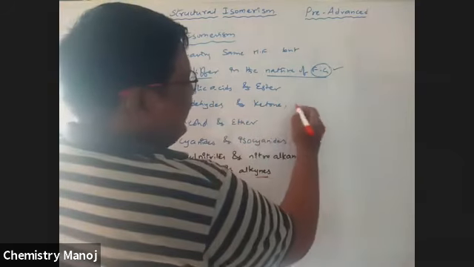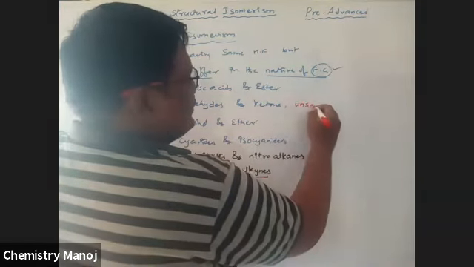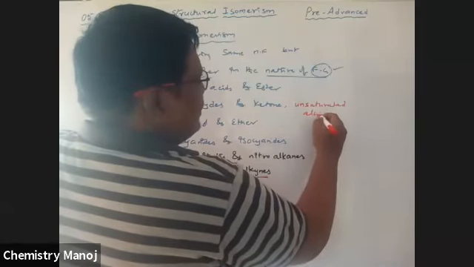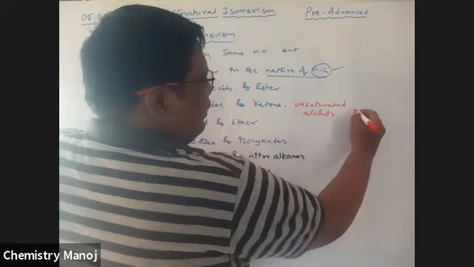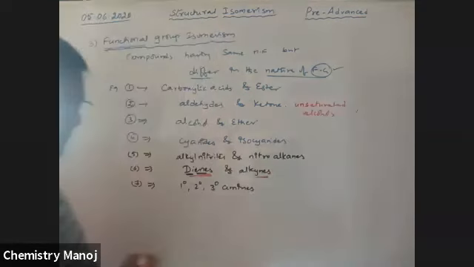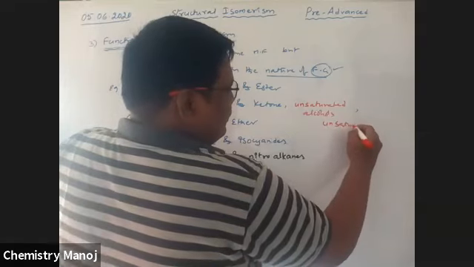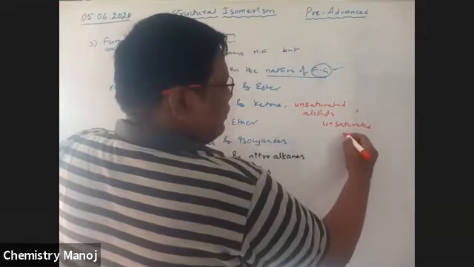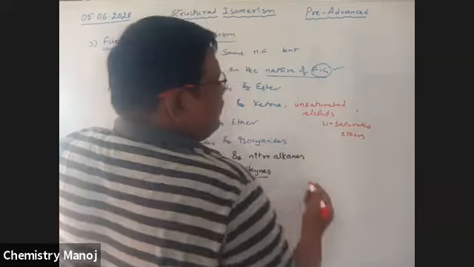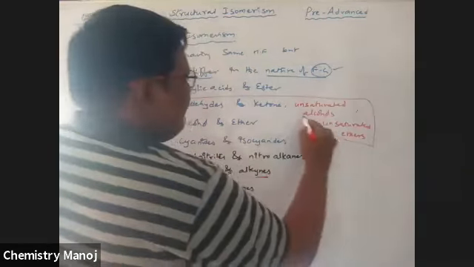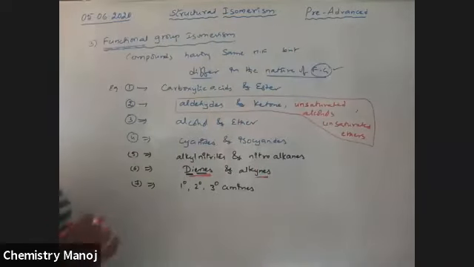Aldehydes and ketones, and unsaturated alcohols, and unsaturated ethers. Unsaturated ethers are also considered as a combination of functional isomers.